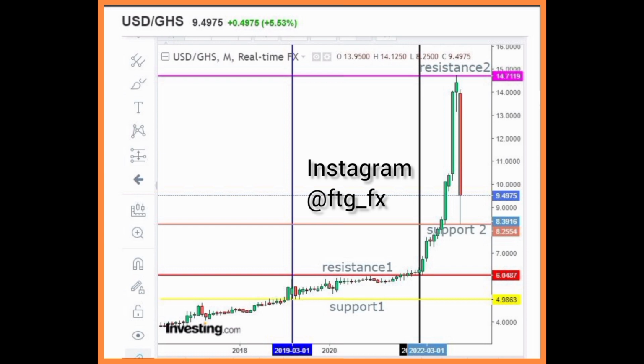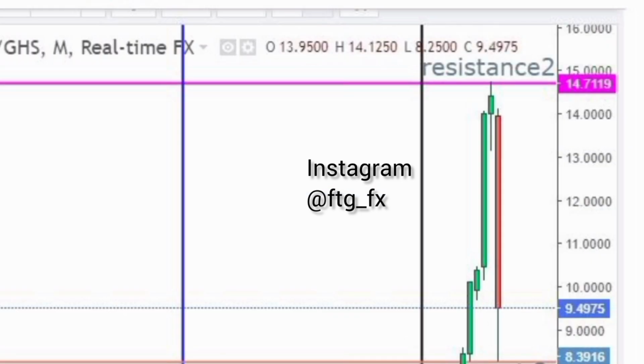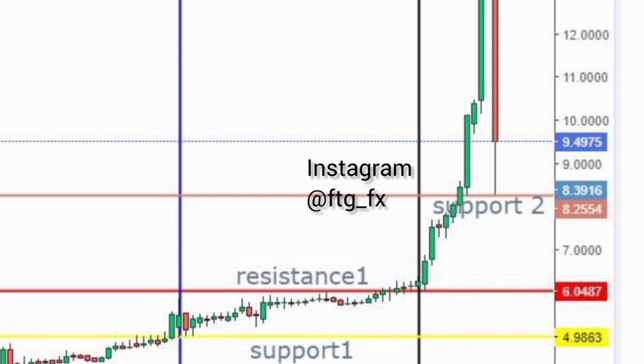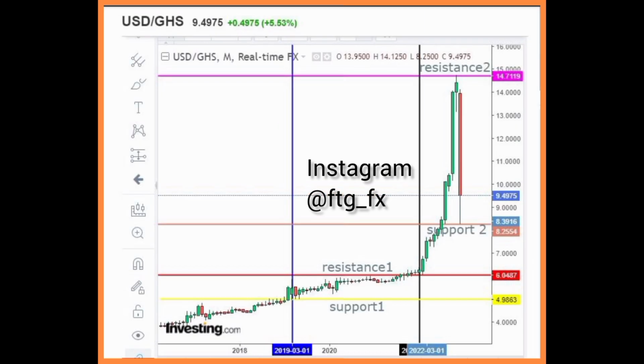I explained to you earlier from the beginning of the video what a support and a resistance is. Now currently we have our current resistance at 14.7 cedis. That has been the highest price, and that is labeled as resistance 2. And we have our support 2 at 8.3916 Ghana cedi. But currently the price is at 9.4975. So currently if you want to buy some USD, you need 9.4 cedis to buy one USD.